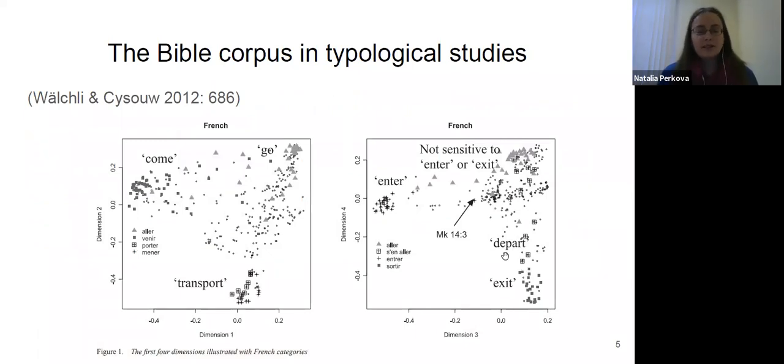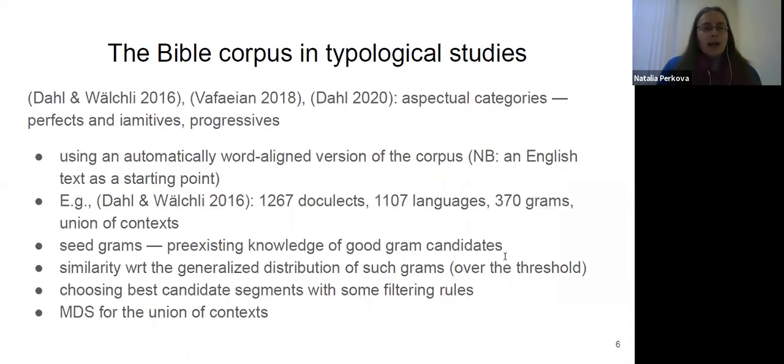This is how the data look for French, for instance, where after mapping all the contexts in the semantic space, you see that various verbs of motion correlate with different clusters, and so we could probably interpret them as the cluster of come, cluster of go, cluster of transport, and so on.